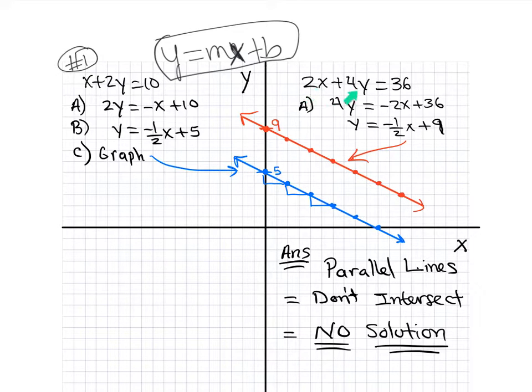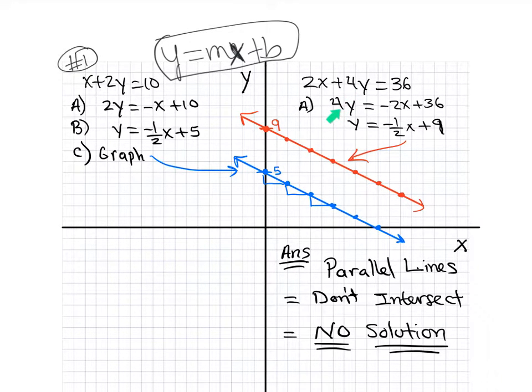Now let's go to the second equation over here. I have 2x plus 4y equals 36. I want to get it into this slope-intercept form here, so I've got to get the y by itself. So I will first subtract 2x from the left side and from the right side. Subtracting 2x from the left, it cancels out. Subtracting 2x from the right, I get negative 2x, and then I bring down the 36. So I've got negative 2x plus 36 on the right. On the left, I still have the 4y.